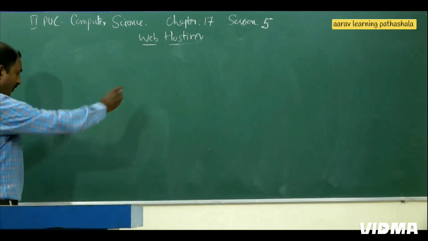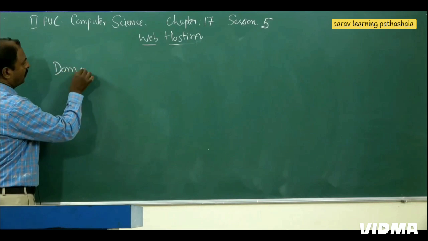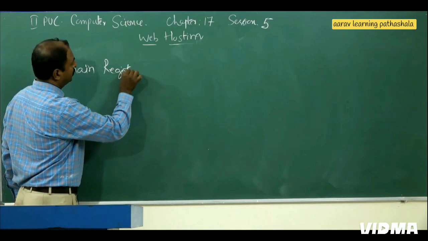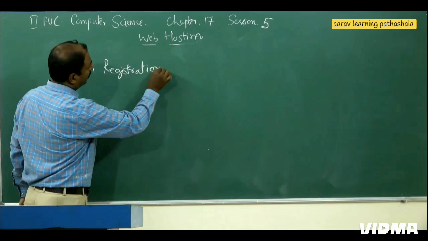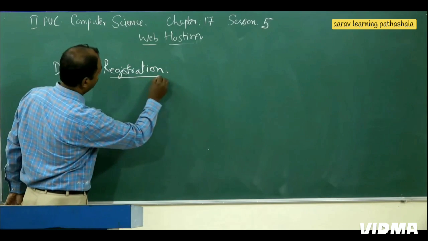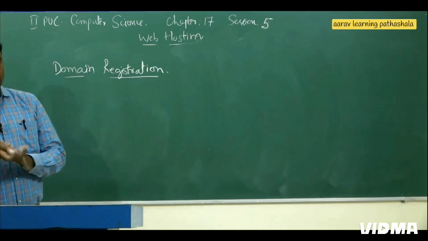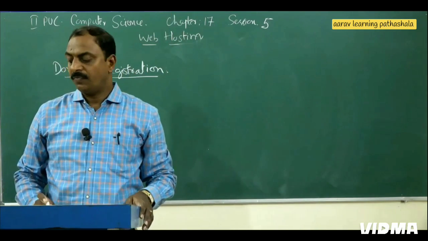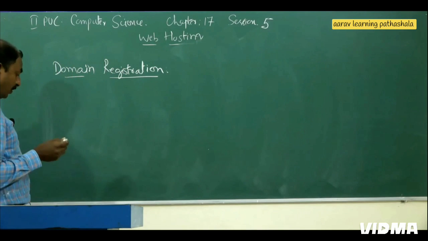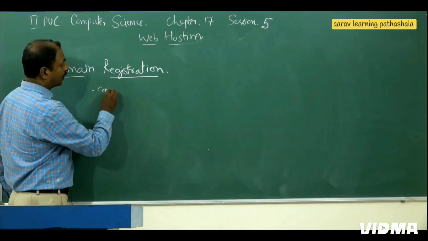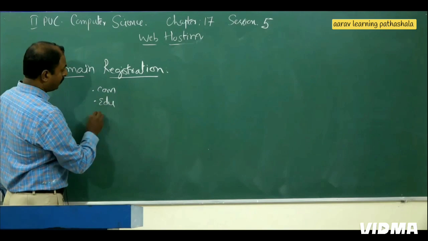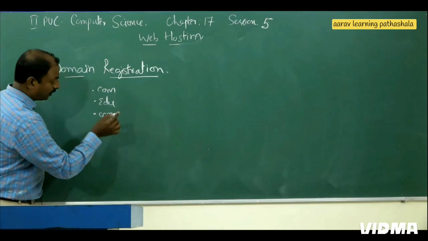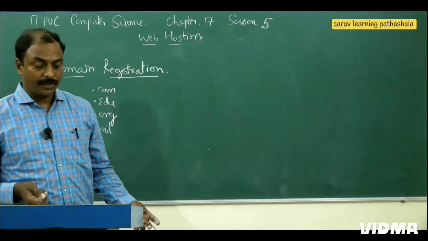Students, next we want to look at one more concept, domain registration. Next we move on to domain registration. In previous sessions, you might have learned about different types of domains. We have different types of domains, that are .com, .edu, .org and .mil. These are all different domain names available here.